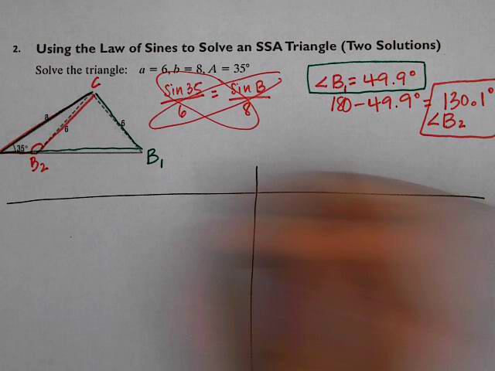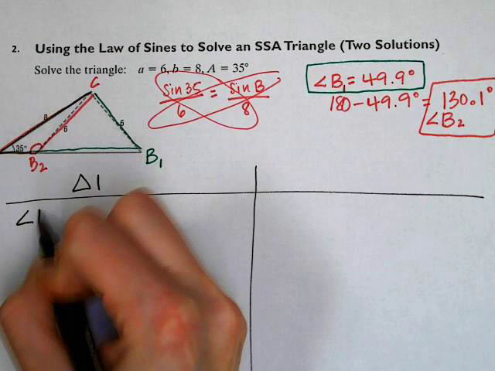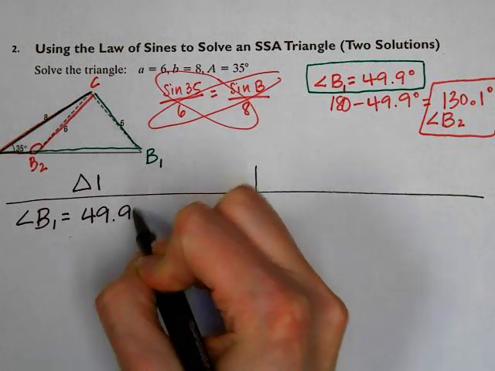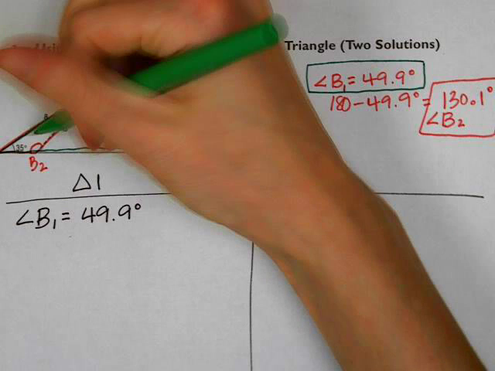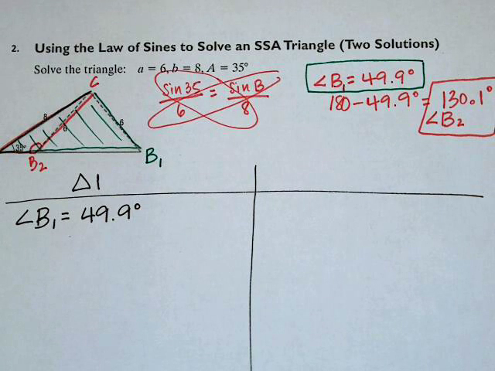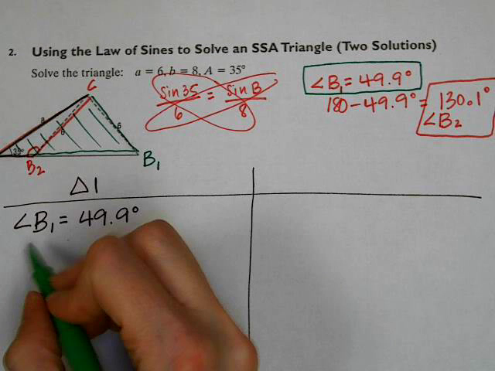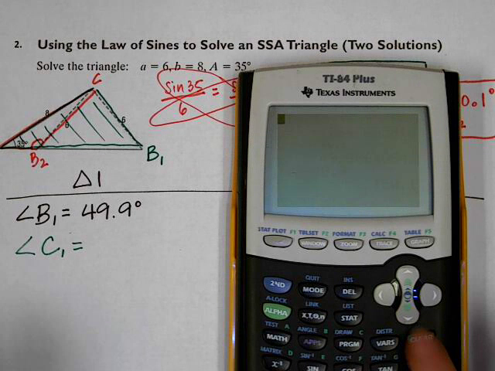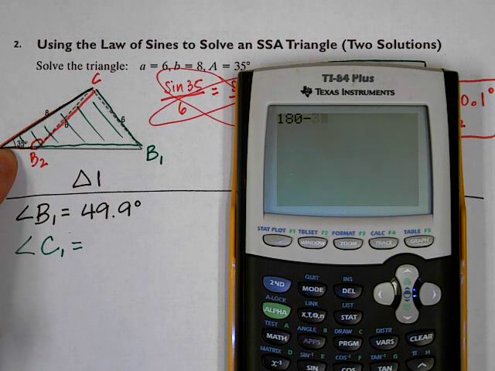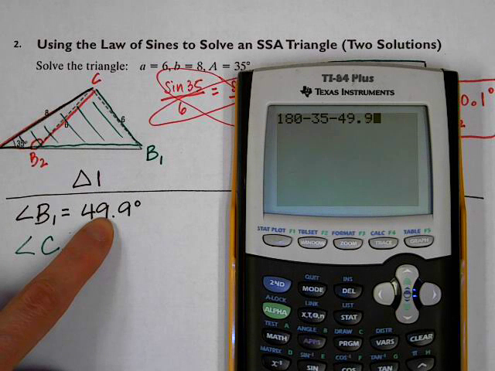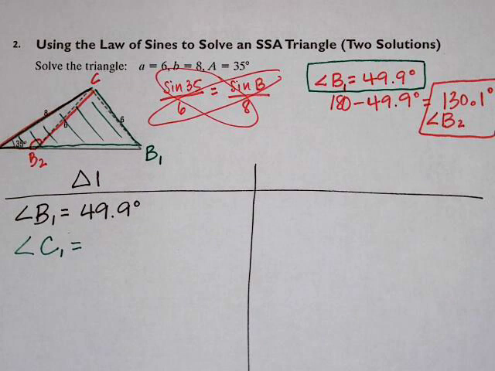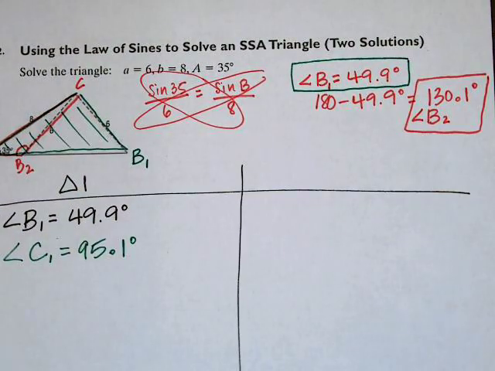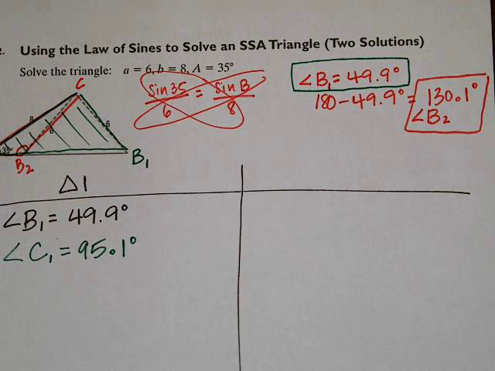So let's set up our two triangles. Triangle 1, we have angle B1 equals 49.9 degrees. So we're looking at the green triangle first. Right away we can find angle C1, we'll call it. That's just going to be 180 minus the 35 minus the 49.9. So that's going to be 95.1. So we've got all our angles down. Now I think we just need side C.